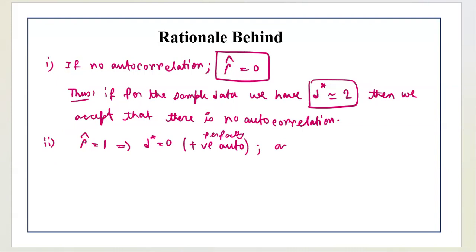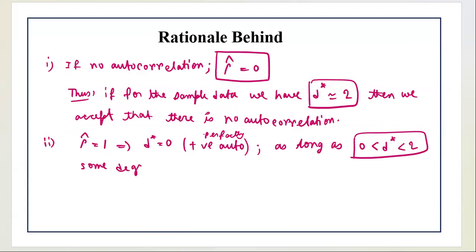So as long as 0 is less than D star, which is less than 2, some degree of positive autocorrelation is always present, and it becomes stronger and stronger as the value of D star approaches 0, right? This we have seen in the diagram also.